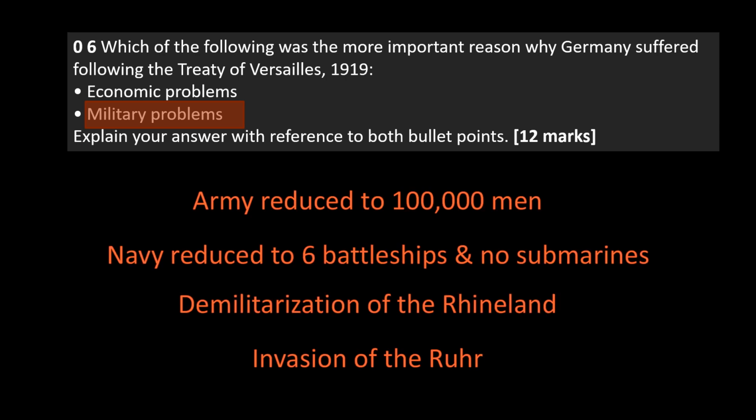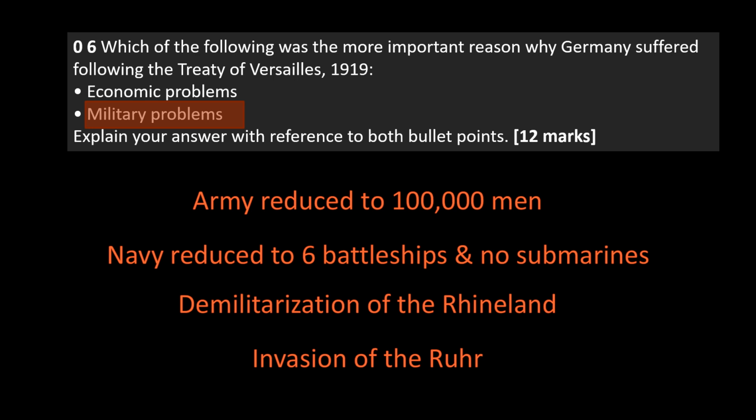The most important military term is the reduction of the army to 100,000 men. This is because Germany took a high level of pride in their army and so found this humiliating. The navy was reduced to next to nothing: 6 battleships and no submarines. A crushing defeat following Germany's naval race with Britain.